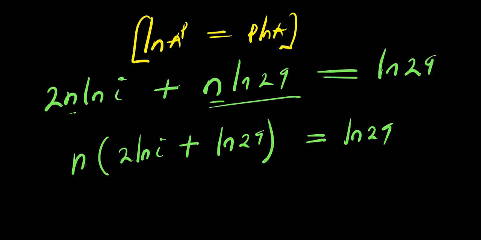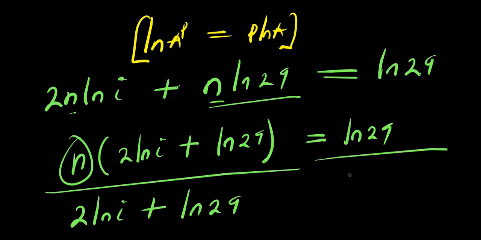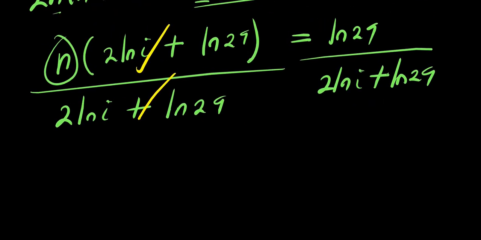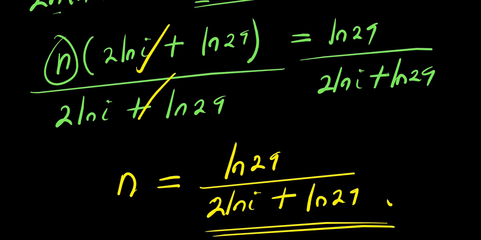So what I can do will be to isolate n by dividing this by 2 times the natural log of i plus the natural log of 29, and dividing this by 2 times the natural log of i plus the natural log of 29. So this cancels this. I will simply have n equals the natural log of 29 divided by (2 times the natural log of i plus the natural log of 29). I'll leave it this way. So this is our answer based on this.